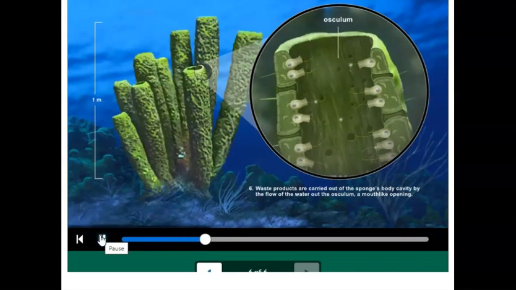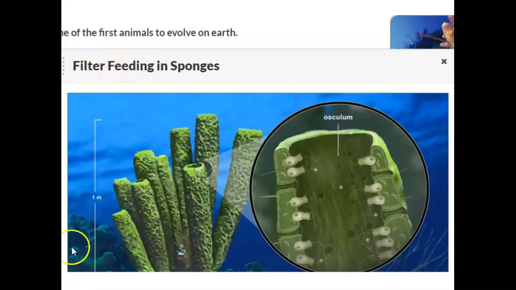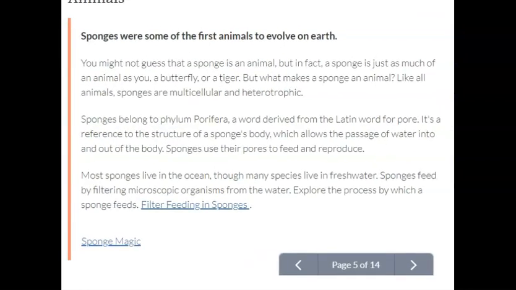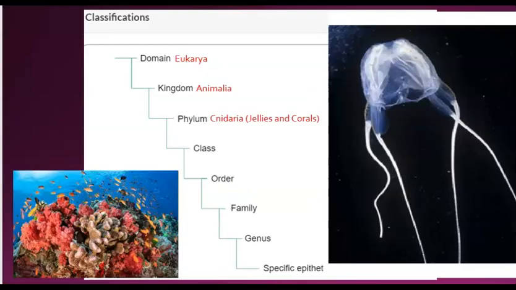And then we have the waste products being carried out of the sponge's body cavity by the flow of water out this opening at the top called the osculum. If you are scuba diving or snorkeling and you come across a grouping of sponges, you can actually see the cloudy water flowing out of the sponge, sometimes carrying the waste products out of the sponge. So that whole process is called filter feeding in sponges, and I believe you can find it on page 5 in lesson 3.07.